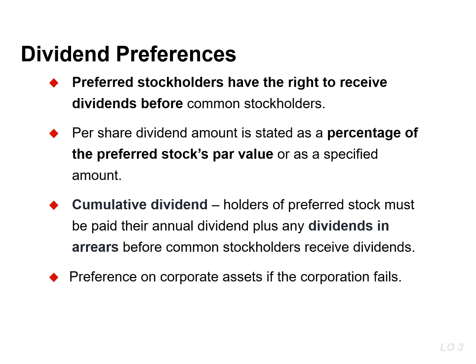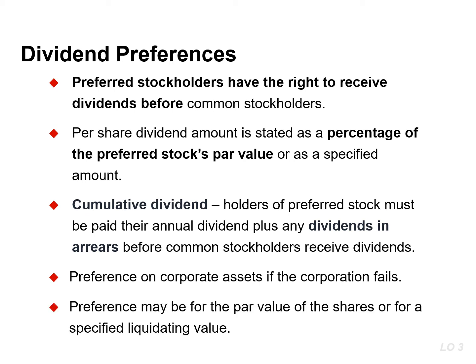Most preferred stocks have preference on corporate assets if the corporation fails. This feature provides security for the preferred stockholders. The preference to assets may be for the par value of the shares or for a specified liquidating value.